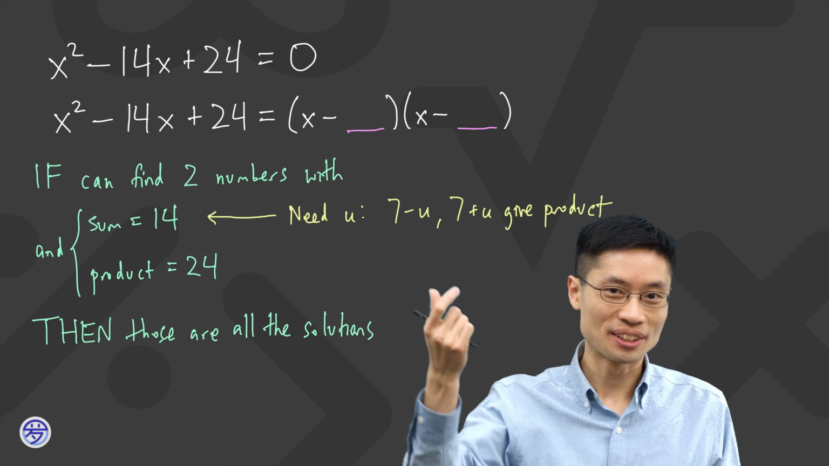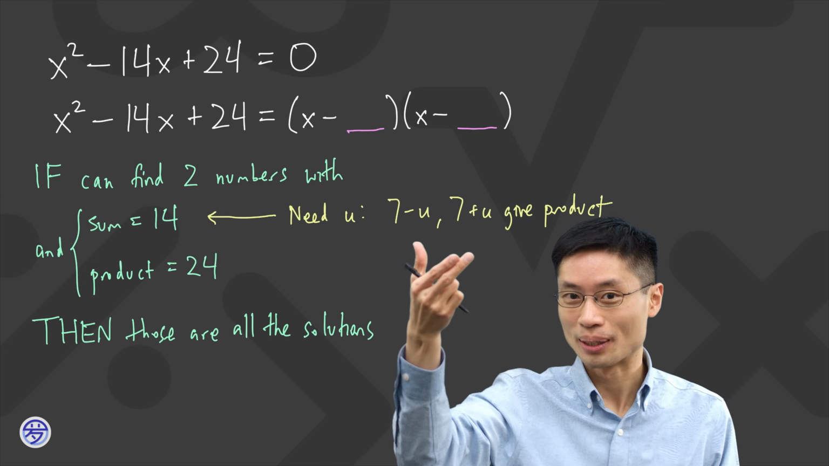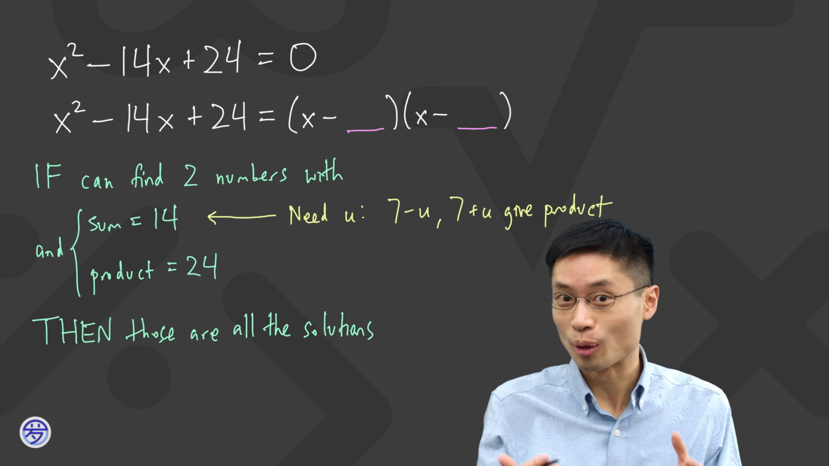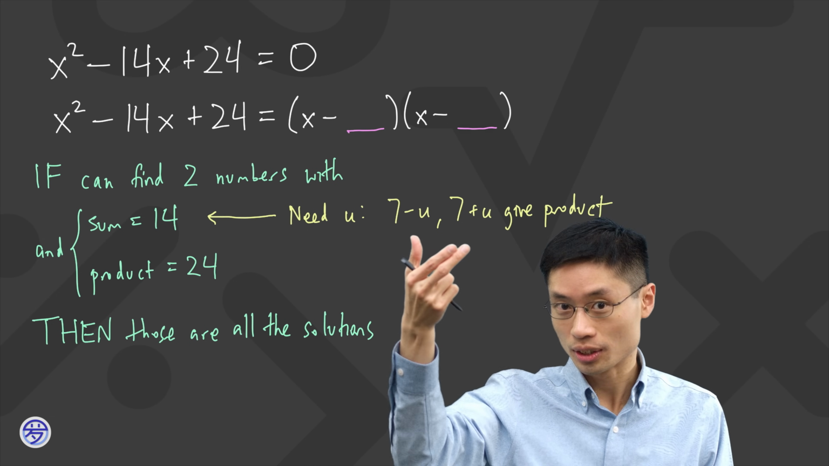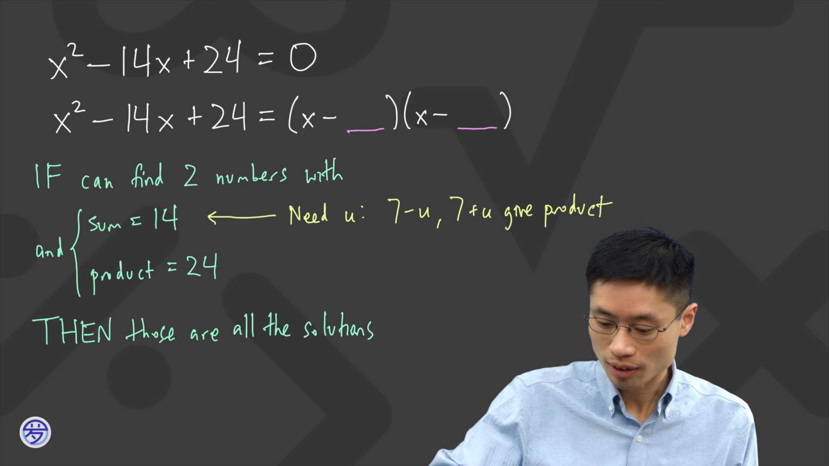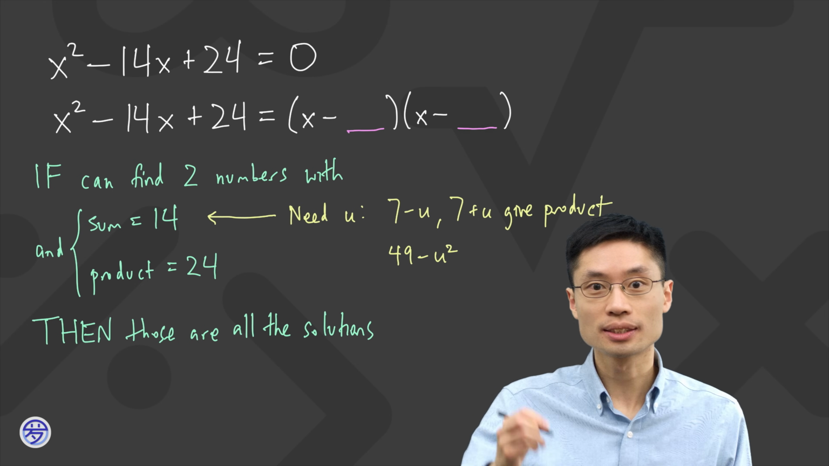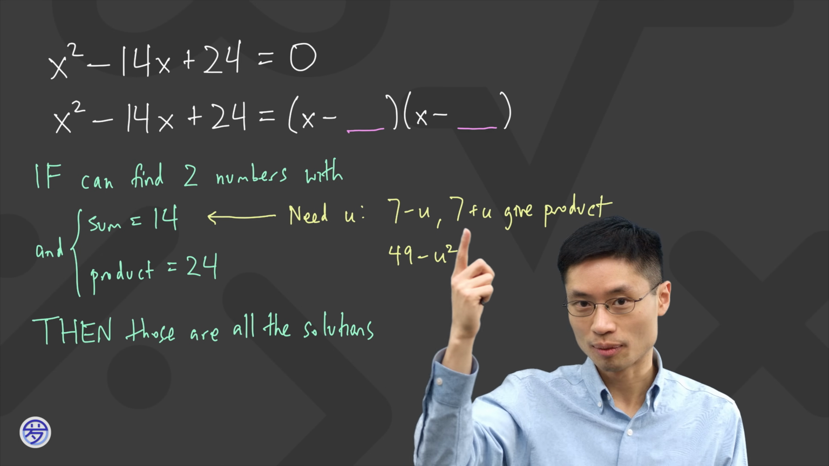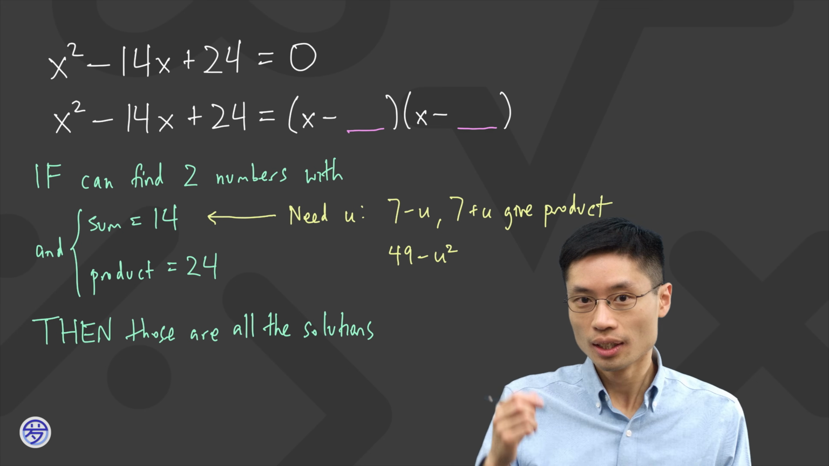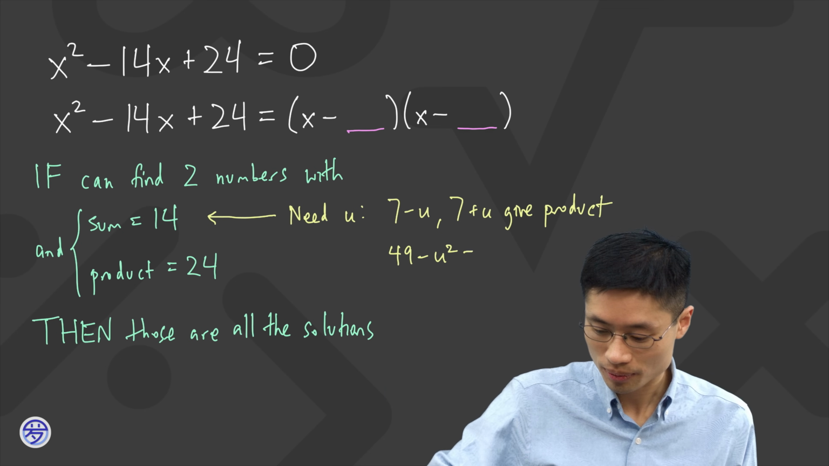So now I just need to find this u so that this happens. But this is where the beautiful thing happens. What is the product of 7 minus u and 7 plus u? That's actually the beautiful form that we saw at the outset of this video. If you multiply this together, you would actually get 49 minus u squared, because the middle terms are going to cancel. That's the product of 7 minus u and 7 plus u. I need that to give me the product of 24.